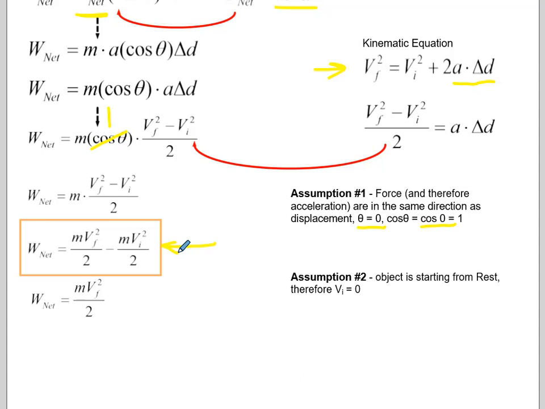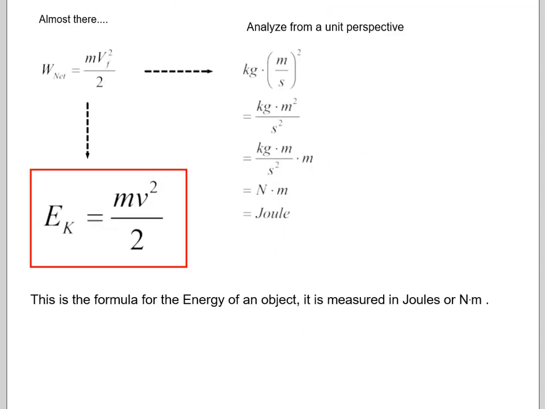Assumption number 2, object is starting from rest. So if the object is starting from rest, my initial velocity is 0, which means this term right here goes to 0. So we started with a very busy looking formula. We've done a little bit of work. We've made 2 assumptions, and now we have a very small little formula which we're just going to tweak a little bit more. Okay, so we're almost there.